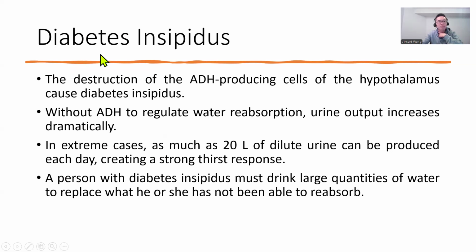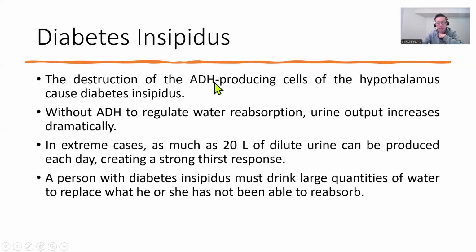Next, we have diabetes insipidus. This is not the same as what you were thinking of when you hear diabetes. The diabetes that you are probably thinking of is called diabetes mellitus. There's type 1 and type 2. This is not that. This is insipidus. In diabetes insipidus, the cells that produce ADH in the hypothalamus are destroyed.